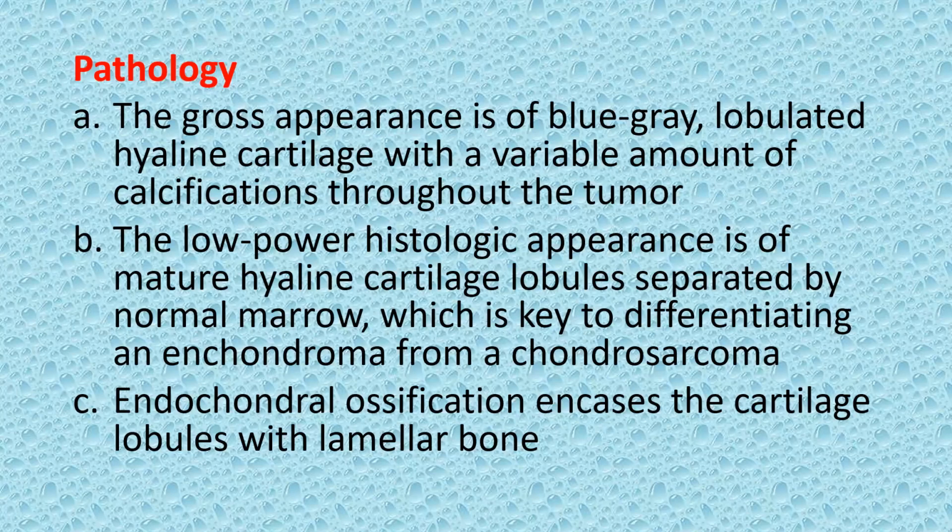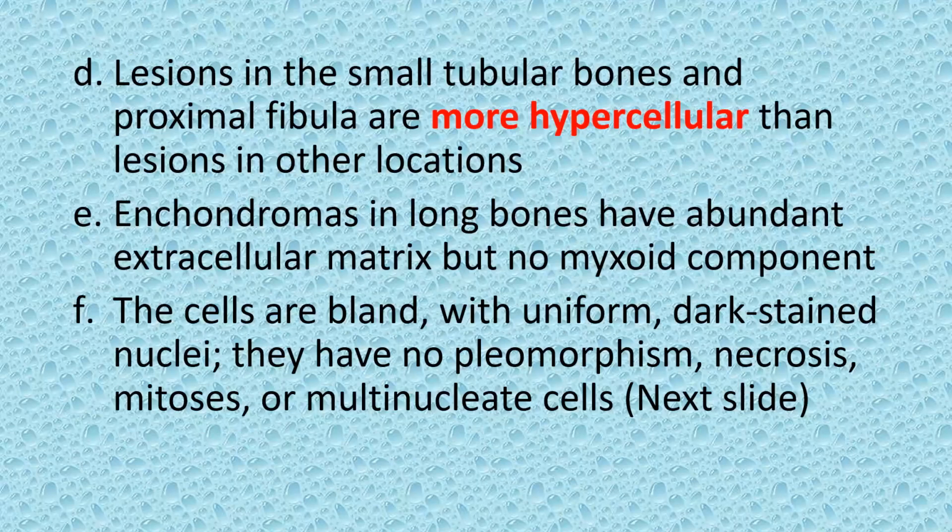If it starts in a child with growth, it is usually central. This differentiates an enchondroma from an osteochondroma. Lesions in the small tubular bones and proximal fibula are more hypercellular than lesions in other locations. Enchondromas in long bones have abundant extracellular matrix, but no myxoid component. The cells are bland with uniform dark stained nuclei.